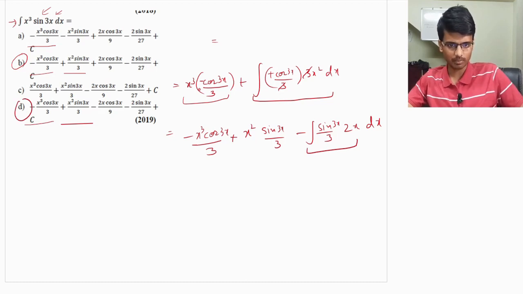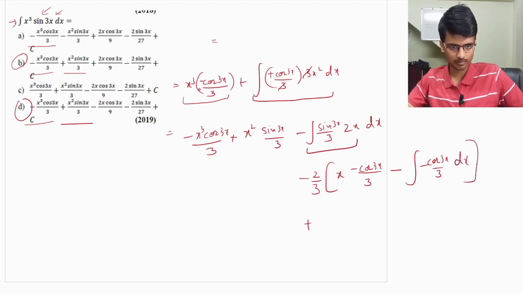So again I have to apply the integration by parts rule here. So I'll get 2 by 3. First function I am keeping as x, integration of sine 3x is nothing but minus cos 3x by 3, differentiation of x is 1. So we have come to our last term. This term is nothing but plus 2 by 9, 2x by 9 cos 3x.